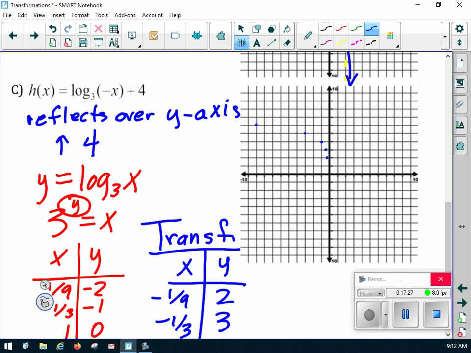Let's talk about that asymptote. Was it x equals 0? Did we move left and right? Nope. So where's the vertical asymptote? Still at x equals 0, it didn't move. So that vertical asymptote's still right there. Vertical asymptote, still x equals 0.